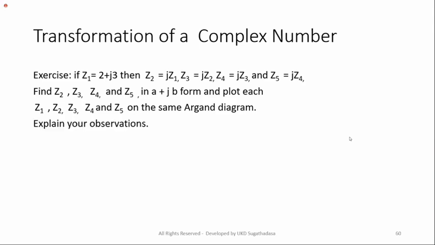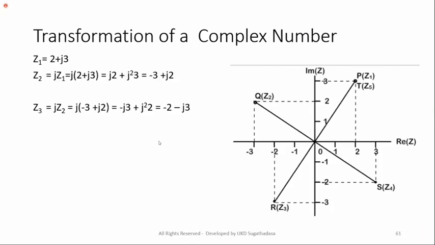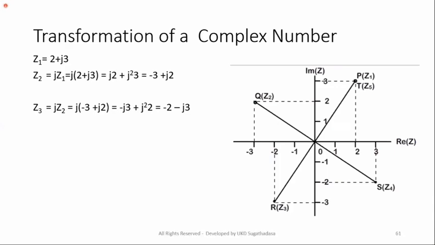So can you show the Z2 value? Z2 comes first, then minus j3. What is the coordinate? Then Z3 is minus 2, minus 3. You can see on the screen the point Z3: minus 2, minus 3, in the third quadrant.